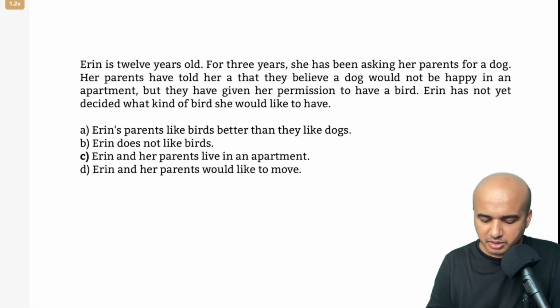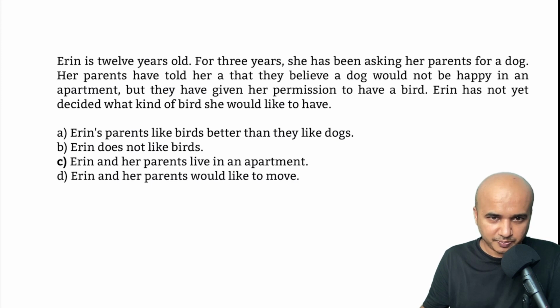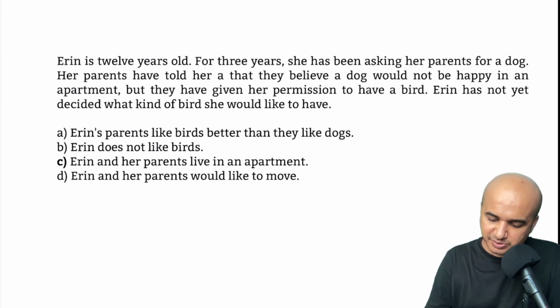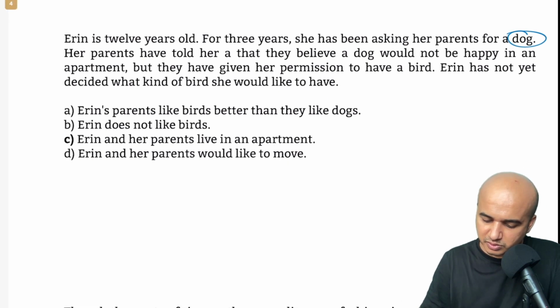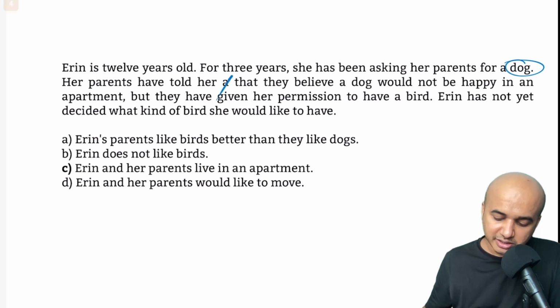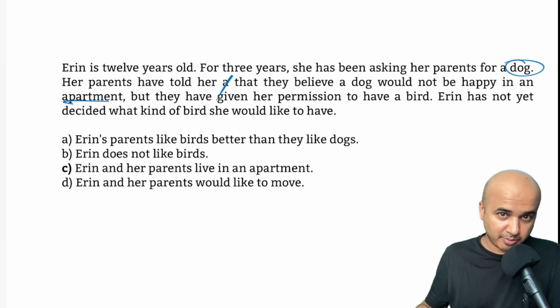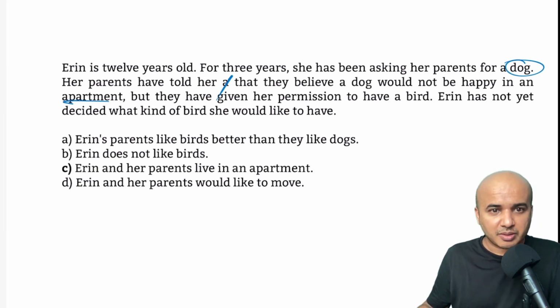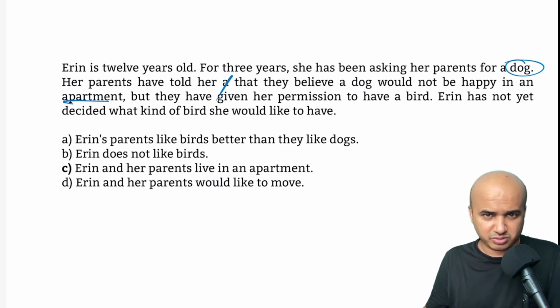We'll have to read this part. Erin is 12 years old. For 3 years, she has been asking her parents for a dog. She wants a pet. Her parents have told her that they believe a dog would not be happy in an apartment. That means what? They live in an apartment. Otherwise, they wouldn't have said this. But they have given her permission to have a bird. Okay, she can have a bird, but not a dog, because they believe a dog will not be happy in an apartment. Erin has not yet decided what kind of bird she would like to have. This is the story so far.